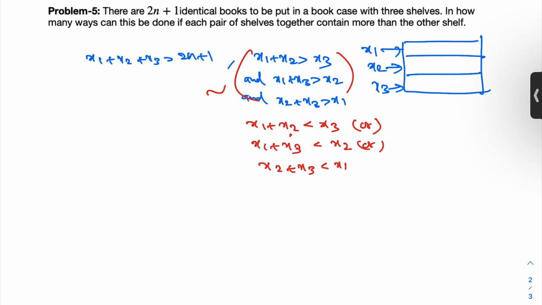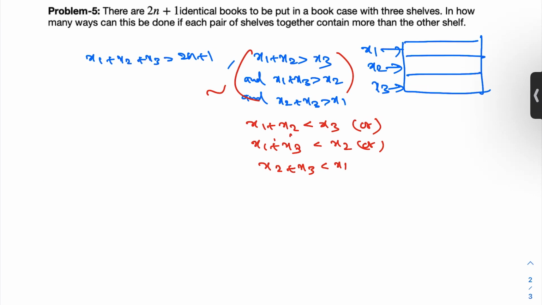Okay, so if one of these conditions is true, if x1 plus x2 less than x3 or x1 plus x3 less than x2 or x2 plus x3 less than x1, then we don't like that distribution, right? So this is what we are not interested in. Now what we do, let's count the total ways of arranging these 2n plus 1 books into 3 shelves without any condition. Then we subtract the distributions that we don't like using the subtraction principle. Then we get the count for what we want.